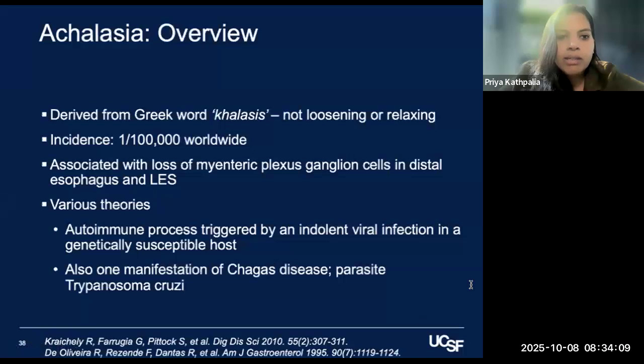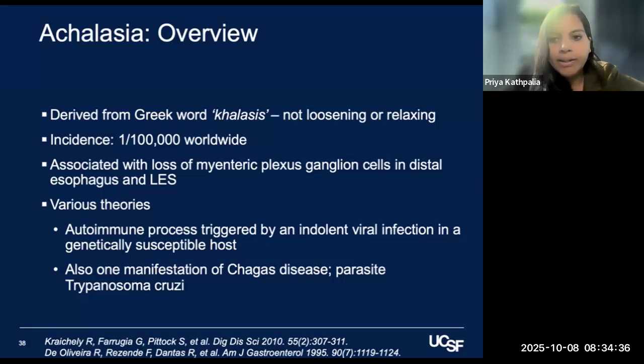So achalasia is derived from the Greek word kalasis, which means not loosening or relaxing. The incidence of this condition is 1 in 100,000 worldwide, but it seems like we see it with so much frequency these days, probably a bit of a skewed population in some of our clinics. It is associated with loss of the myenteric plexus ganglion cells in the distal esophagus and the LES.